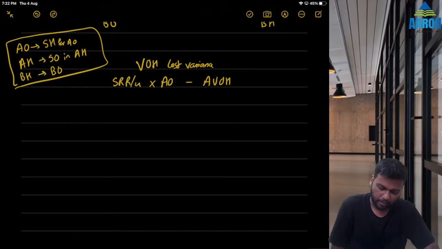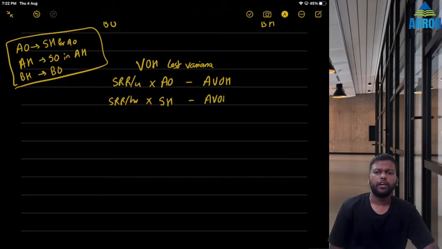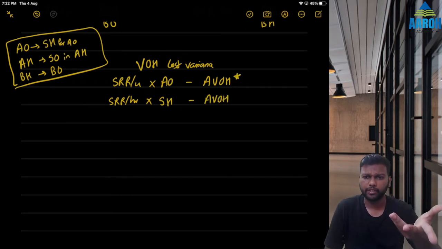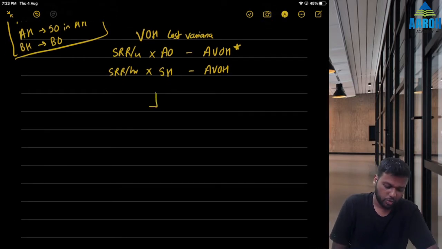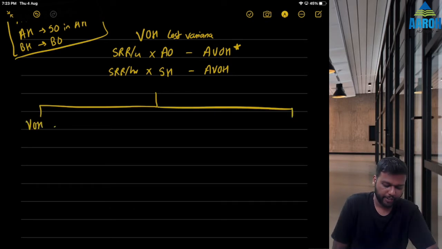So for example, if you want this formula in terms of hours, SRR per hour, then what will you do? Instead of actual, we'll take standard. Instead of output, we'll take hours. That's it. So this is another formula. I suggest you remember the main formula only and just know how to convert it so that in the exam, if needed, you can convert. Next, two parts of this are variable overhead expenditure variance and variable overhead efficiency variance.